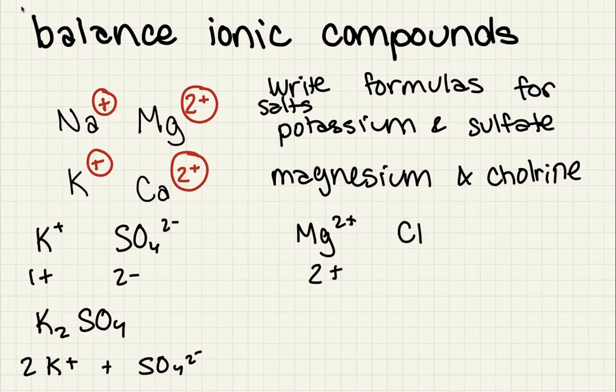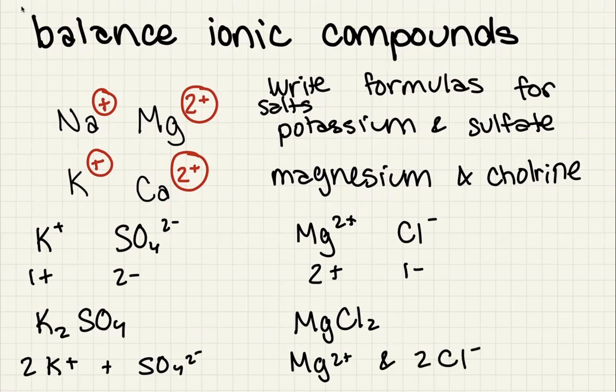And with our chlorine, that's going to have a -1 charge. So 1 minus. And so in this case, we're going to have 2 of our anion. So we're going to have MgCl2. And remember that if this were to dissociate, so come apart, like when you dissolve it, you would end up with Mg2 plus, and you would have 2 chlorine minus. Okay, so basically that is how we would go ahead and balance these compounds.